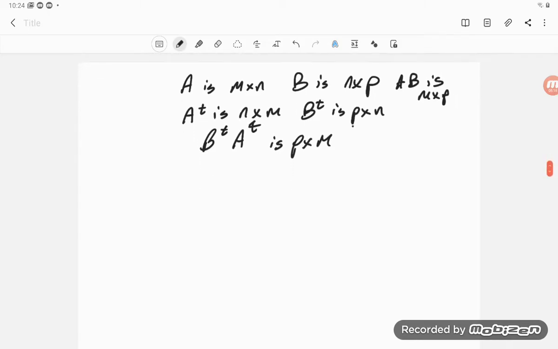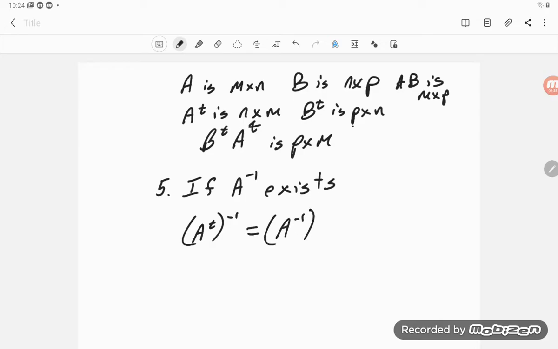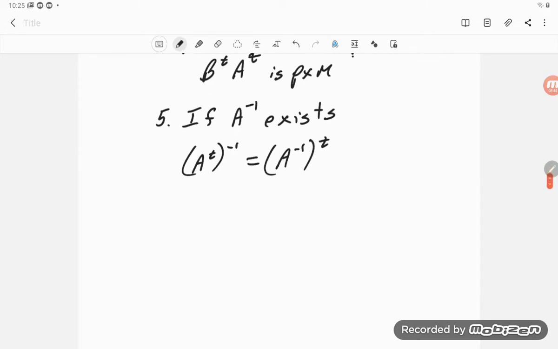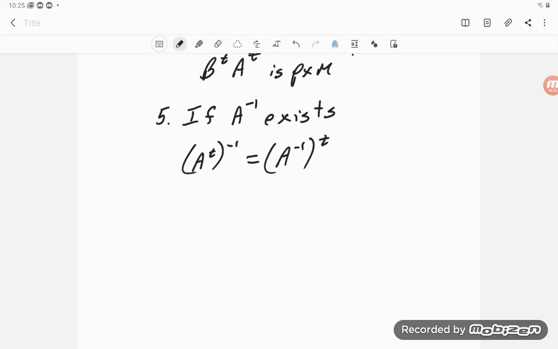Let's see, and then a very nice property is that if A inverse exists, if A is non-singular, then if I want the inverse of the transpose, that is just the transpose of the inverse. Now there is a nice property, right? So if I have A and A inverse, and I want A transpose and A transpose inverse, I've got all I need. I can just swap things out.